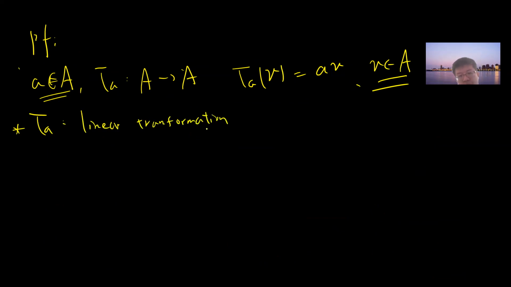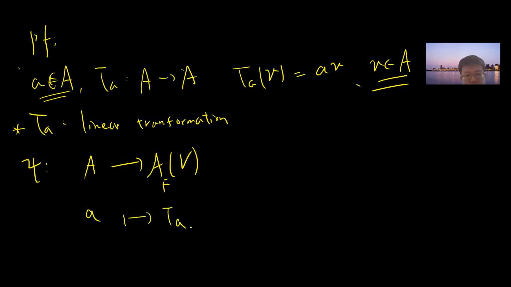By definition, I can construct another map, sending a to T_a, so that A maps into Hom(V, V) itself. For any element a, I define a linear transformation and map it to T_a. So psi of a is just T_a.